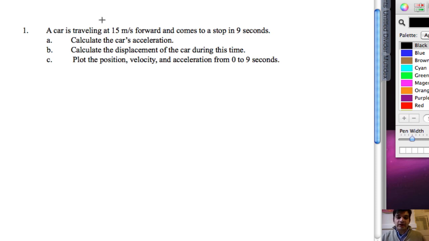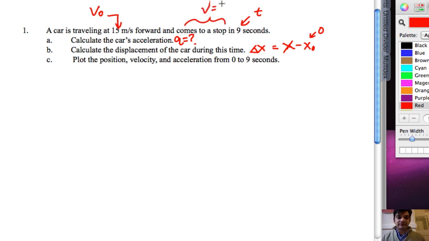So we have a car traveling at 50 meters per second forward, and it comes to a stop in 9 seconds, and we want to get the acceleration. Acceleration is unknown, and the displacement, delta x, is x minus x naught, and since they didn't tell us the starting point, we know that that's 0. Now, once again, we know this is the initial velocity, and we have a time here. And look, it comes to a stop. So now we know that v is 0. Again, that little trick that you need to use from now until the end of your college career.